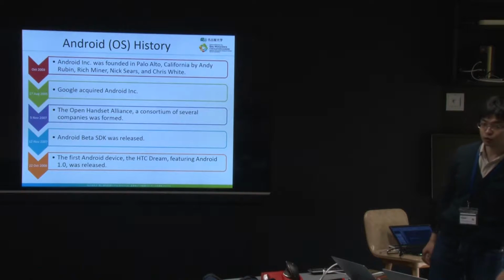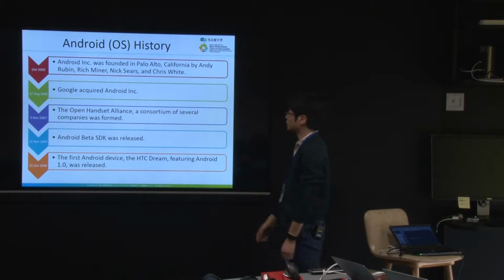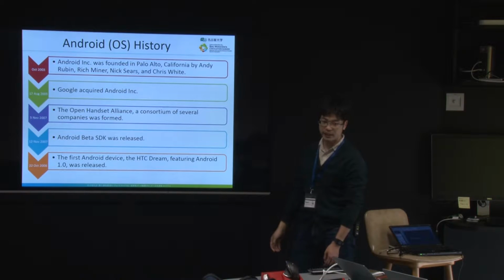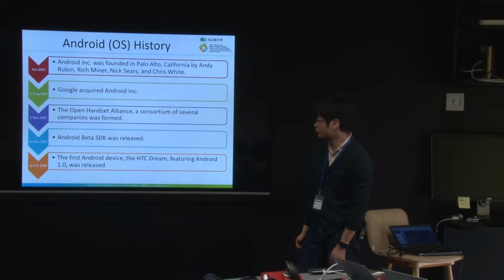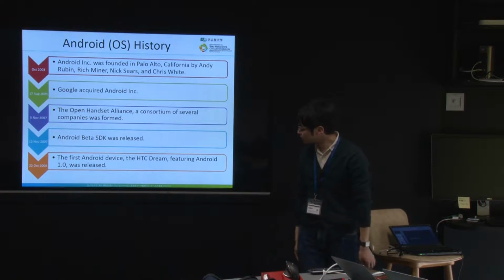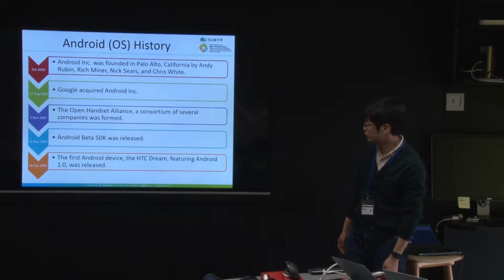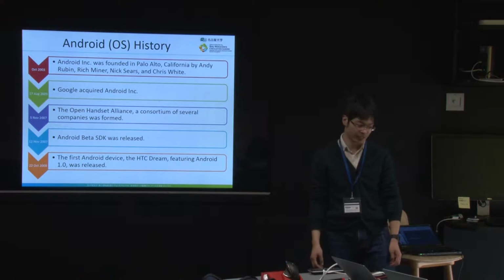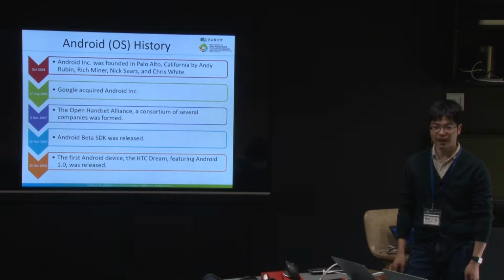So I would like to show you the history of Android. The first version was developed in 2003, but in 2005, Google acquired it. So now Android is a product of Google. Then after some years, Android version 1.0 was released in 2008. And after 10 years, now Android is version 8.